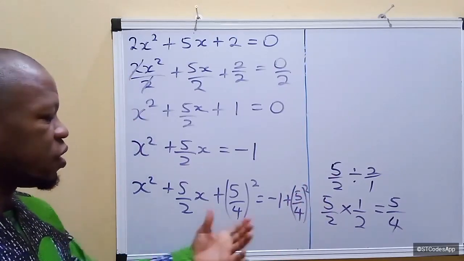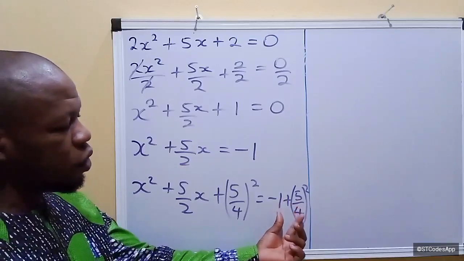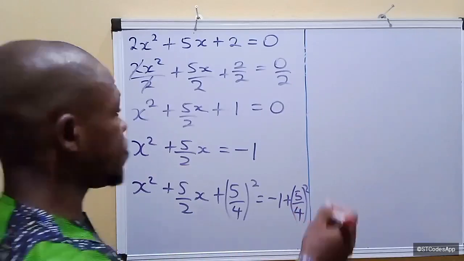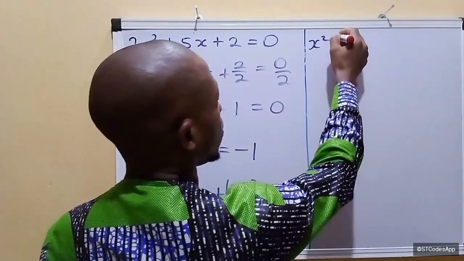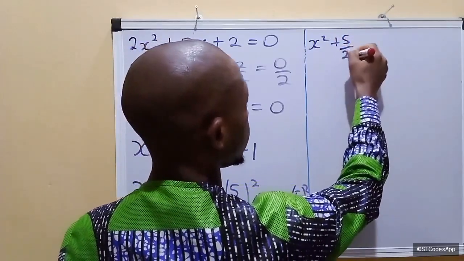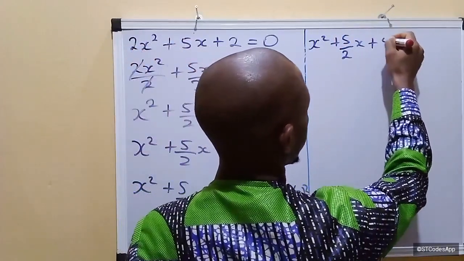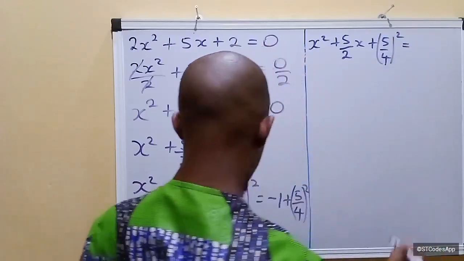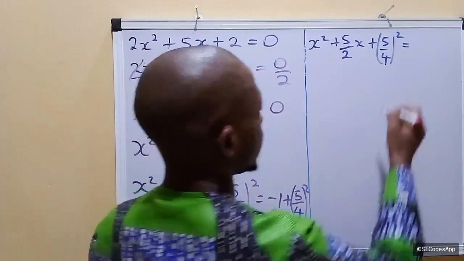Now at this point, I am going to open up this place, and by doing that I'm going to have x squared plus 5 all over 2x plus 5 all over 4 all squared equal to, now this is minus 1.